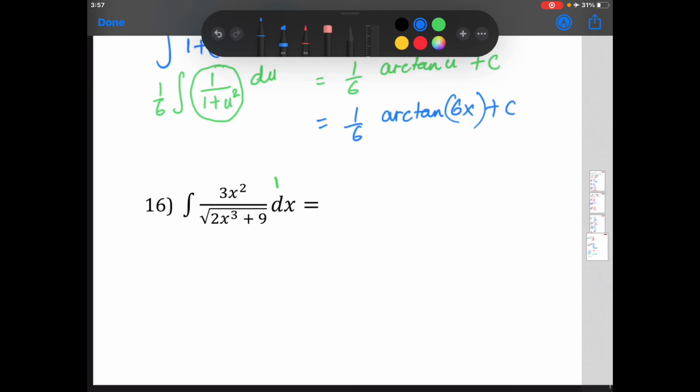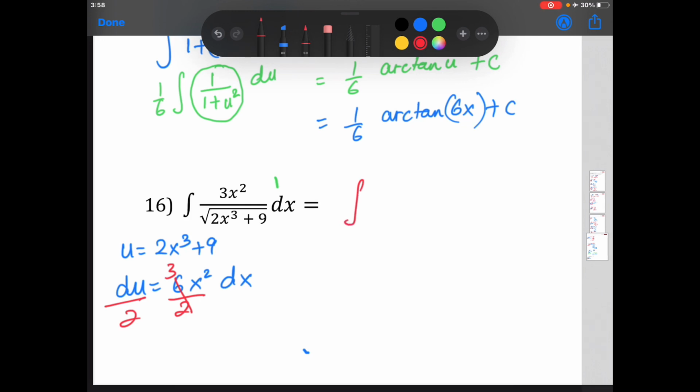Okay, the last question of our review lesson. So again, what would you pick your u to be? I'm going to pick something that's in the denominator and under the radical. So u is 2x cubed plus 9. So du is going to be 6x squared dx. But I have only 3x squared, so what would I do? I am going to divide it by 2. So if I divide by 2, I'm left with 3x squared dx.